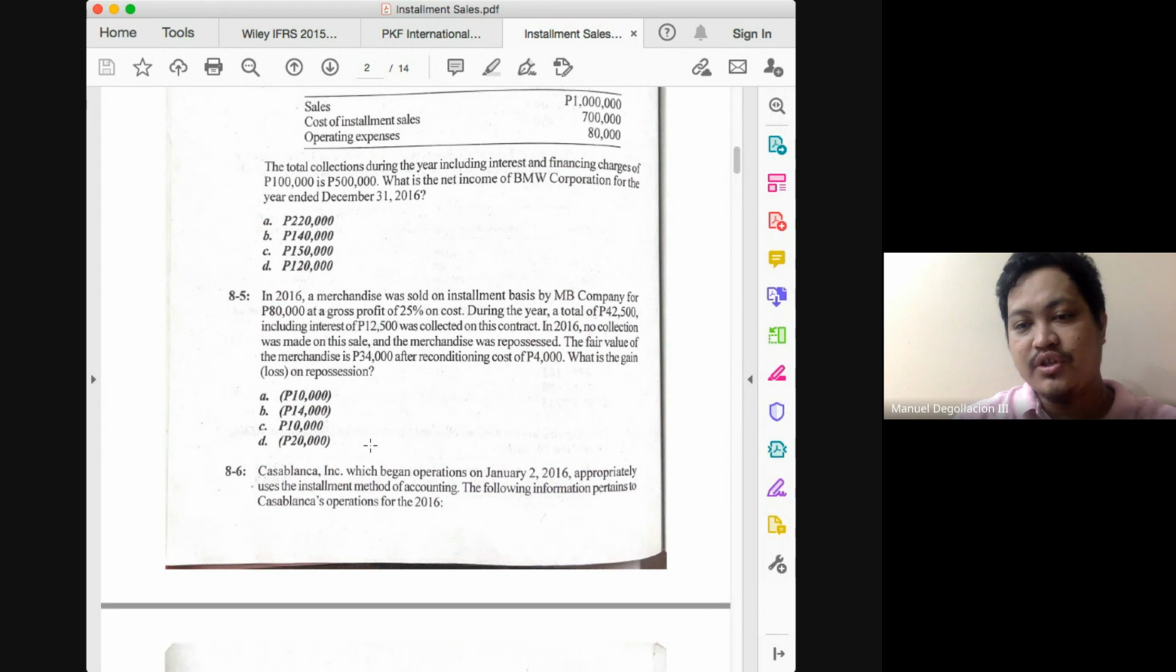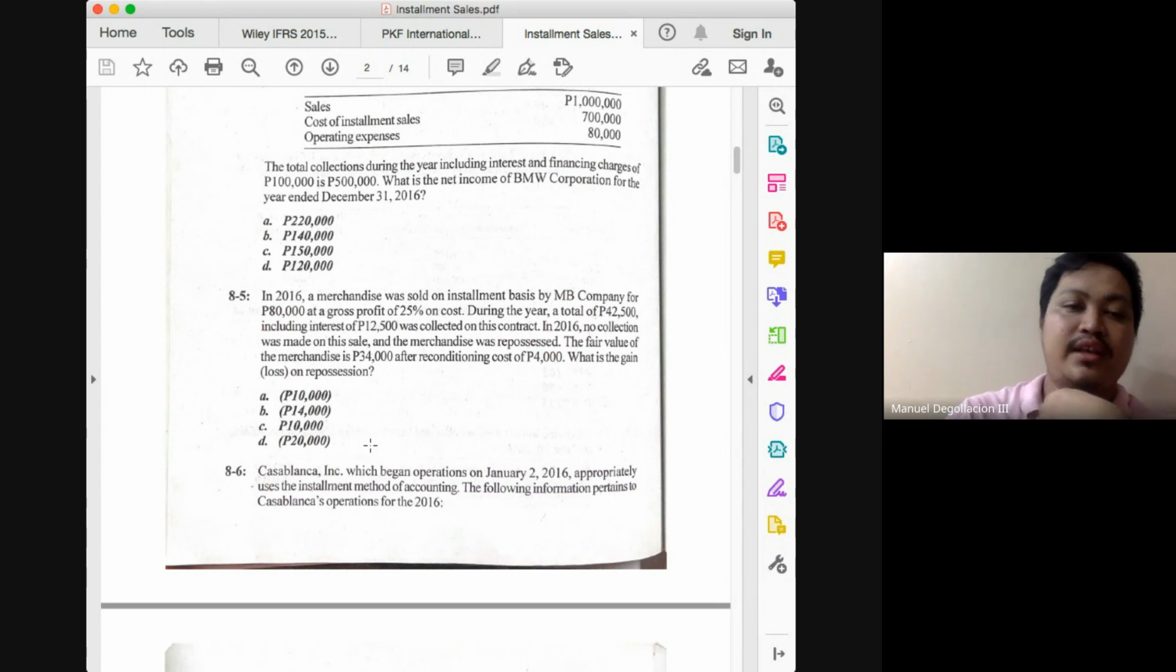Next is to get the unrecovered cost. And to get the unrecovered cost, you will have to solve first the remaining receivable that is no longer collectible. Okay, your sale was at 80,000 and then you were able to make a collection of 30,000. So that means there's a balance of 50,000. And that's the amount that we are no longer able to collect. And that's why we are repossessing the merchandise sold. So it's 50,000, and since the markup rate is 25% on cost, you divide 50,000 by 125%, you would get 40,000. That's the cost component of the 50,000 receivable. So that means our unrecovered cost is 40,000.